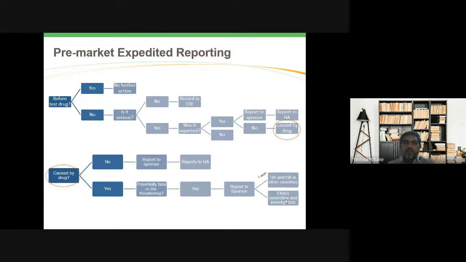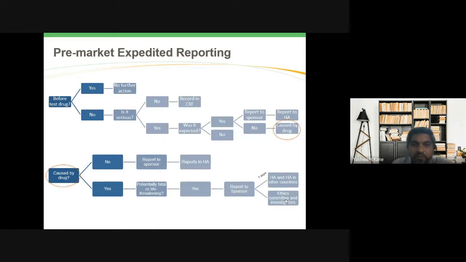When we assess it, basically we ask certain questions. Whether the adverse event happened before taking the drug or after taking it. If it is before taking the drug, then there is no action required. If the adverse event happened after taking the medicine, then yes, it needs to be subjected to expedited reporting. So, whether it is serious, yes or no.